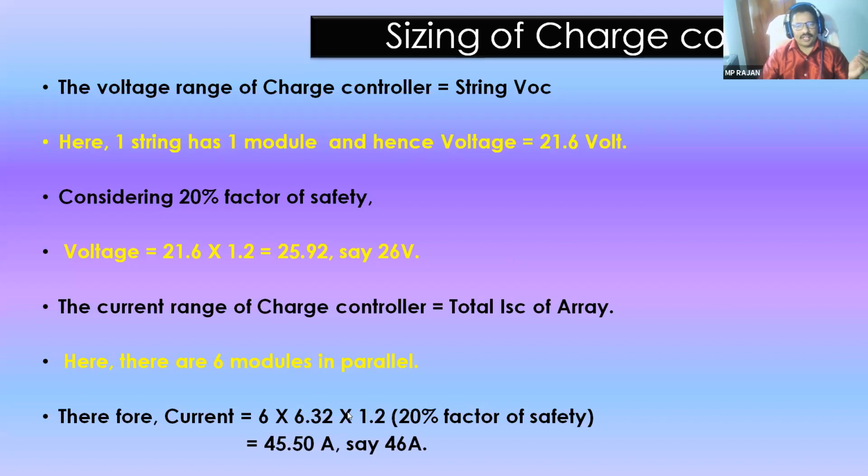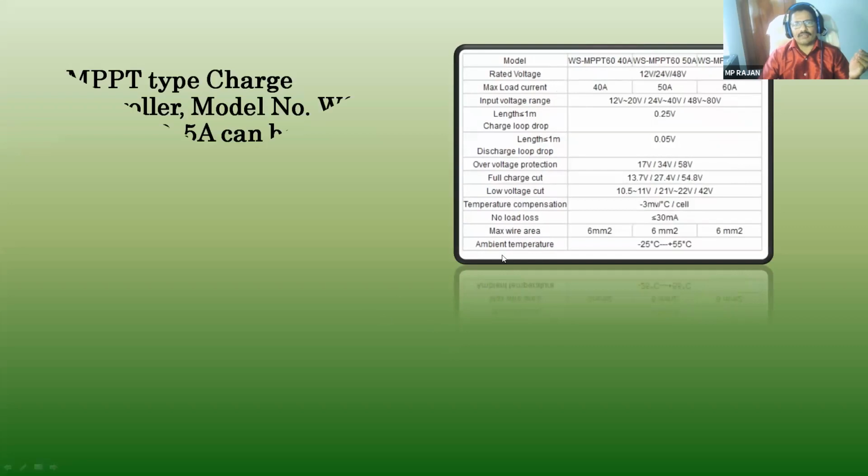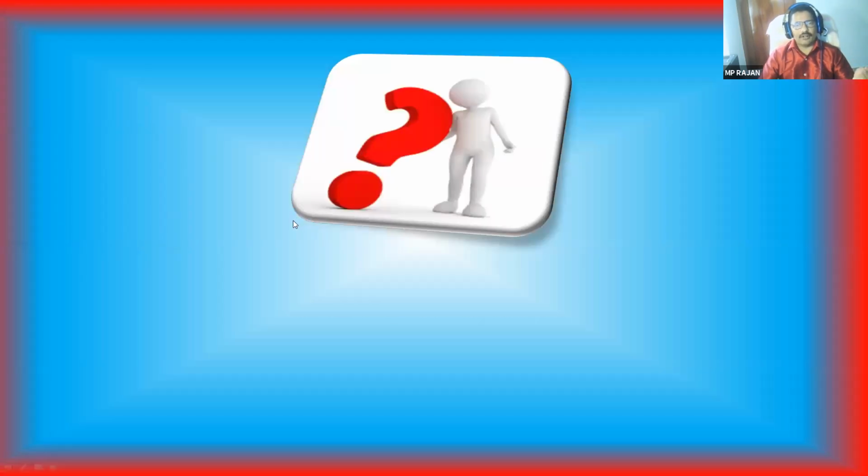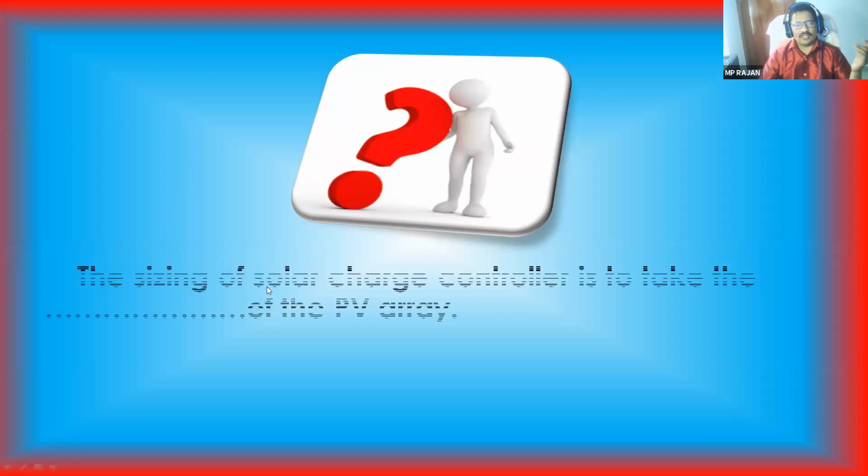Multiplying by 1.2, you will get the ampere current also. So you can select this MPPT type of charge controller from this solar. You can see 24 volt to 40 volt range, 50 ampere. This is suitable for our purpose. Okay. Other cables and circuit breakers, we can select like a normal electrical installation, as per the current and voltage requirement.